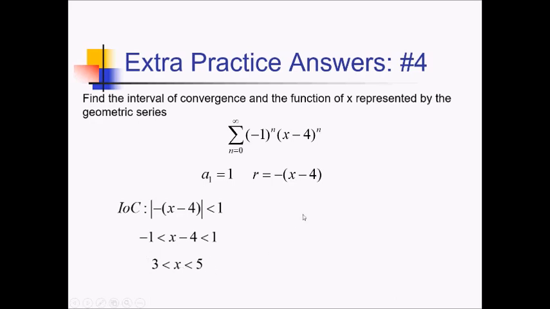Now to write this as a function, I can write f of x equals whatever the summation of all this is. And since this is an infinite geometric series, I can use my a1 over 1 minus r formula. So I can write this as f of x equals 1, the a1 value, over 1 minus this parentheses. So this is going to be actually 1 plus x minus 4 down there, because we're subtracting a negative. And then simplifying a little bit, I end up with 1 over x minus 3 when all is said and done.